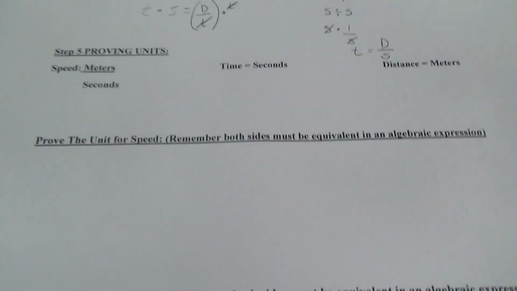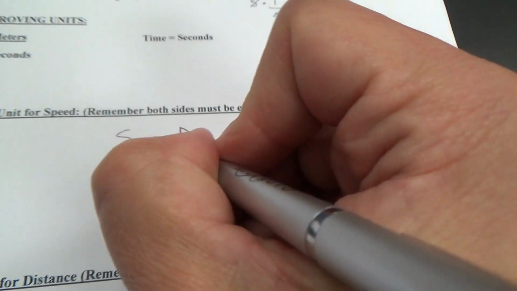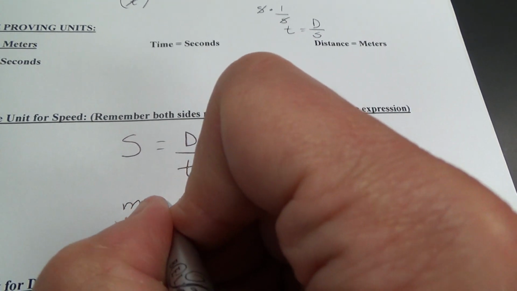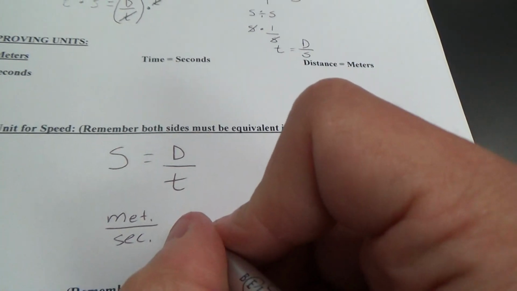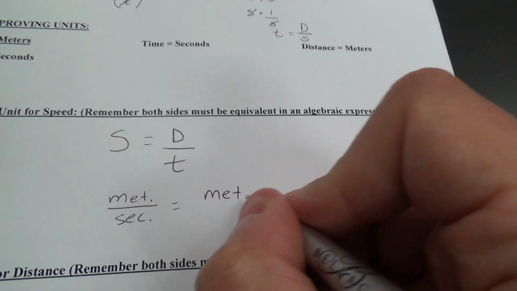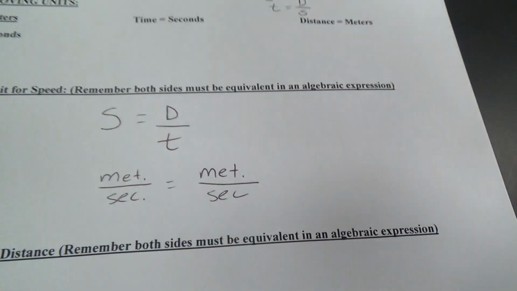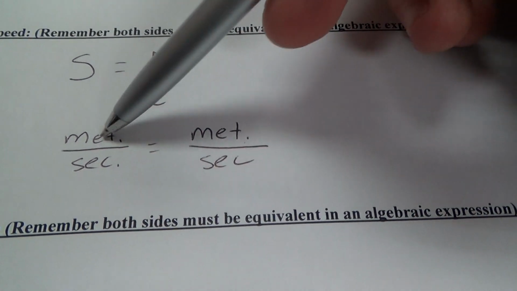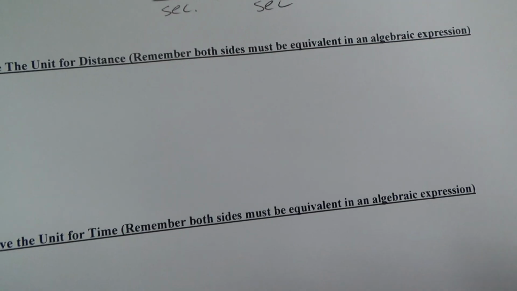All right, here we go. So what's the unit for speed? Well, let's write the formula. Speed equals distance over time. Well, speed is meters per second. I'm going to write it like that. It should be m over s. What's the unit for distance? Meters. I'm writing MET like that on purpose so you can see it. What's the unit for time? Seconds. Didn't we say both sides of the equation have to be equivalent? Winner, winner, chicken dinner, done. Easy, okay? Now let's prove the unit for distance.